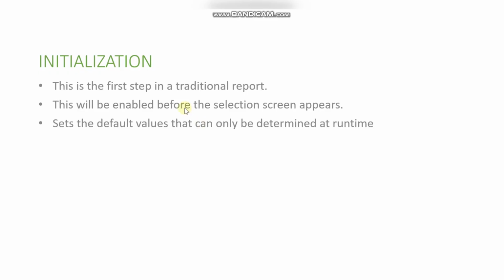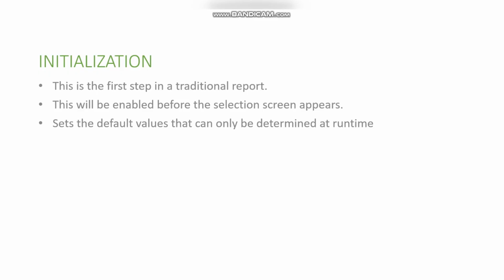So coming to initialization, this is the first event which will be executed in traditional reporting, and it is triggered even before your selection screen appears. If you remember, while writing your code, you write some code and execute your program. At that time, your selection screen appears, and after inputting some values, your main output is displayed. But even before that selection screen is visible to us, in the background at runtime, this event is triggered. So we can use this event for clearing attributes, or we can set some default values using this initialization event.